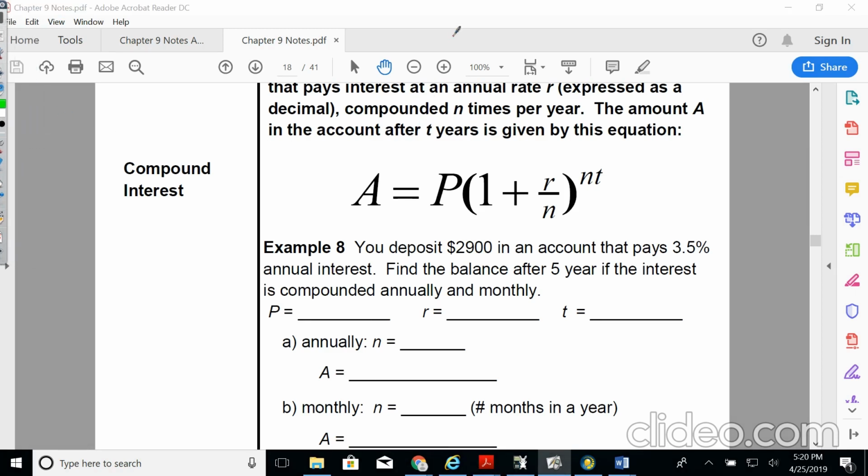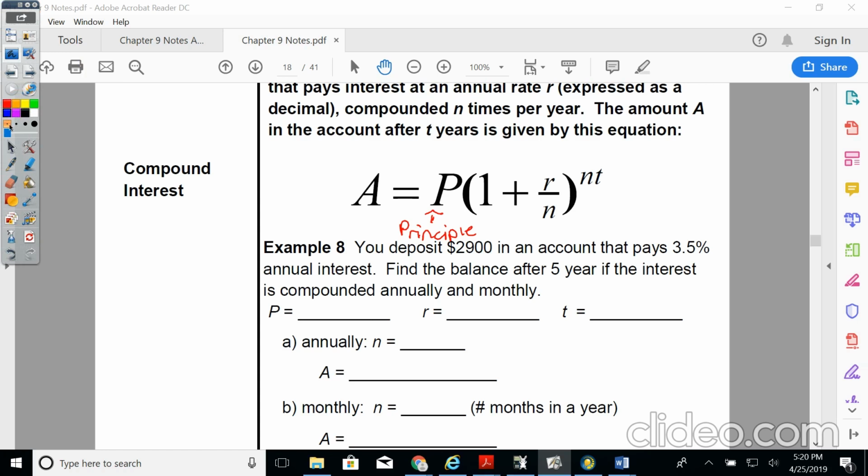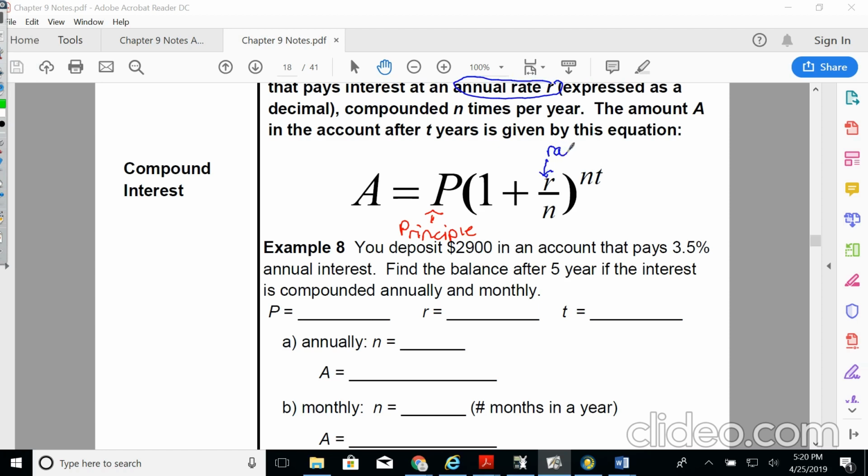It says at the top, consider an initial principal, P. So P is the principal amount, which is your initial amount. So that's how much you start with. And then it says, is deposited into account that pays an annual rate of R expressed as a decimal. So R here is your rate, your percentage, but you need to change it to a decimal.